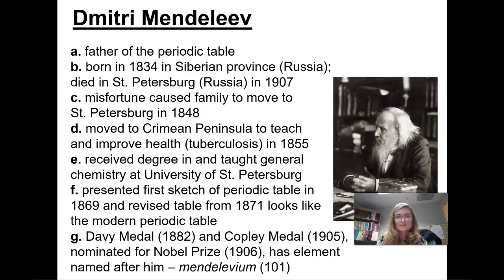He's going to receive a degree in and taught general chemistry at the University of St. Petersburg when he's there. He's presented first with a sketch of the periodic table in 1869, and then he goes through and revises that table in 1871 to look more like the modern periodic table that we have today. Next, we have the Davy Medal in 1882 and the Copley Medal in 1905, and he was nominated for the Nobel Prize of 1906. They're going to have an element that they created named after him, which is going to be Mendeleev, and that's going to be element 101 when you look at the periodic table.